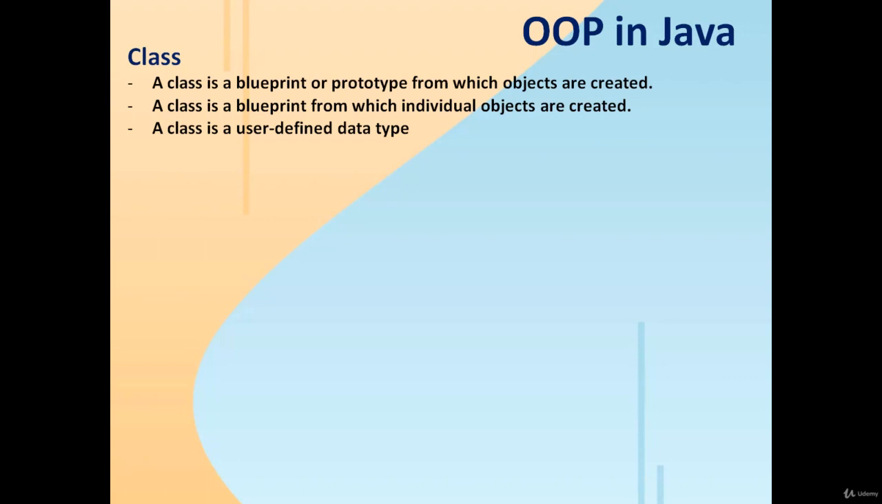In Java, we have got 8 primitive data types like byte, short, int, long, float, double, char, boolean. These are the 8 primitive data types of Java.